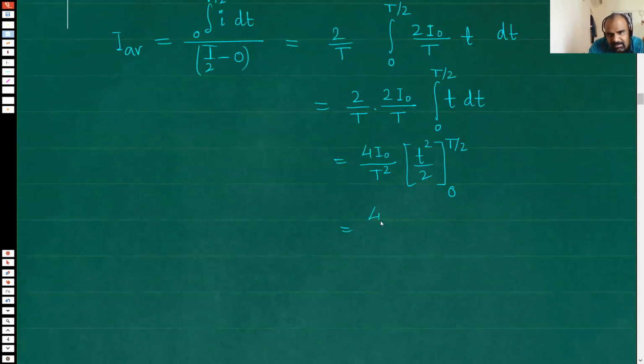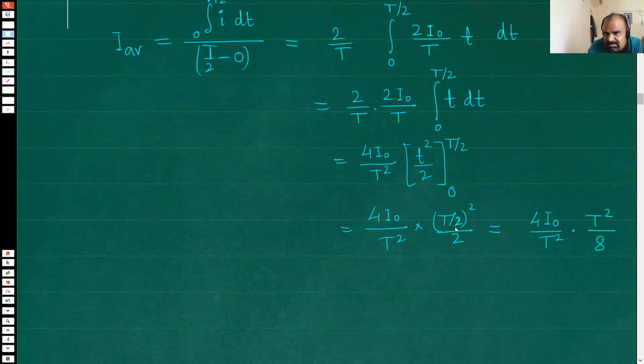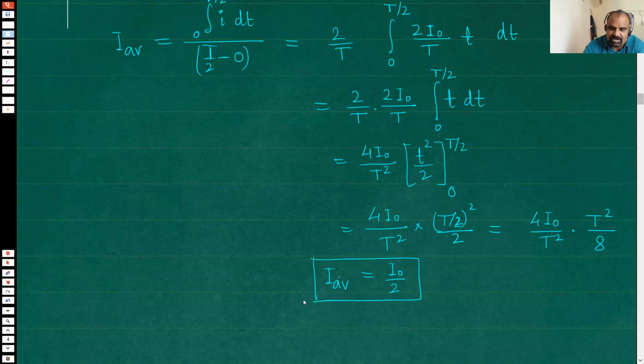So that will be 4 I naught by capital T square into capital T by 2 square by 2. Okay. So 4 I naught by capital T square into capital T square by 8, because this is 1 by 4, and then so how much are you getting? You are getting I naught by 2. See, this will get cancelled out. This will get cancelled out. So you got I average as this. This is the answer, which anyway we had guessed.